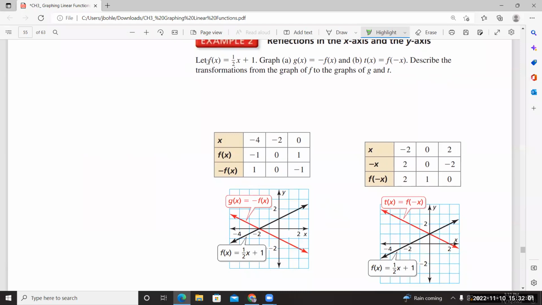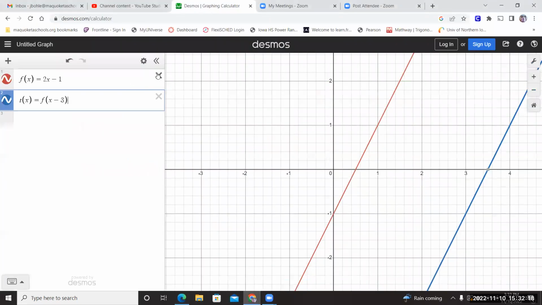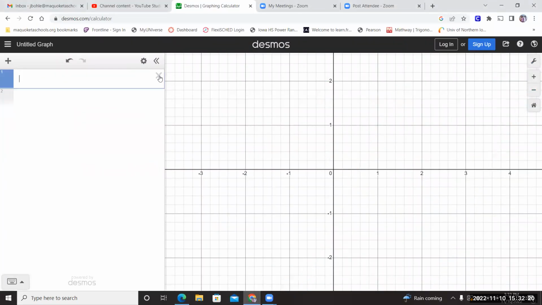Okay, so we are going to use this f of x is equal to 1/2 x plus 1. And the very first thing we're going to do is look at the graph of g of x, but g of x is going to be the opposite of f of x. So let's go ahead and see what that looks like. So 1/2 x plus 1. So here I have f of x equal to 1/2 x plus 1.